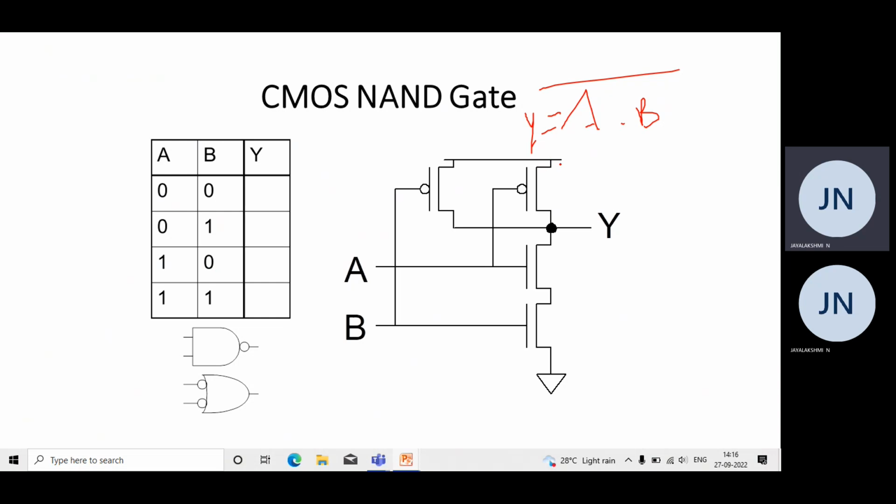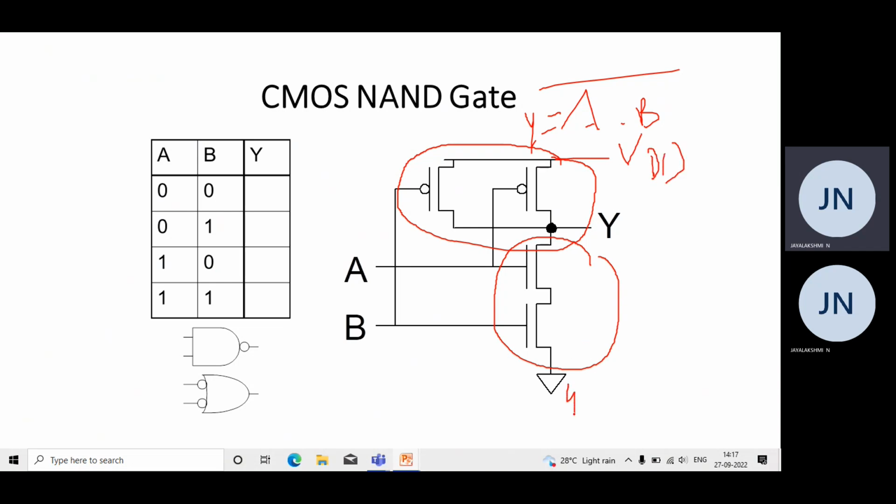operation. So the pull-up network consists of two PMOS transistors which are connected in parallel, and the pull-down network consists of two NMOS transistors which are connected in series. Here the top is connected to VDD and the bottom of these two transistors is connected to ground. We have two inputs A and B and only one output Y.